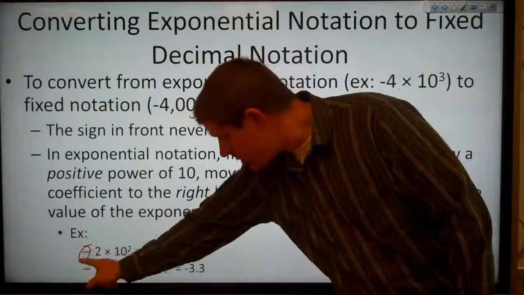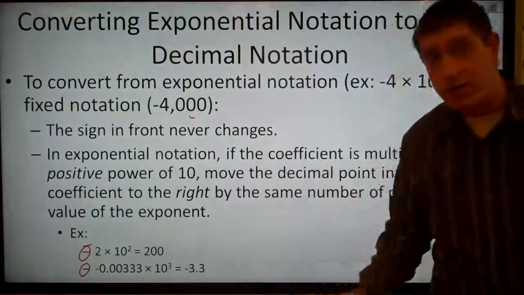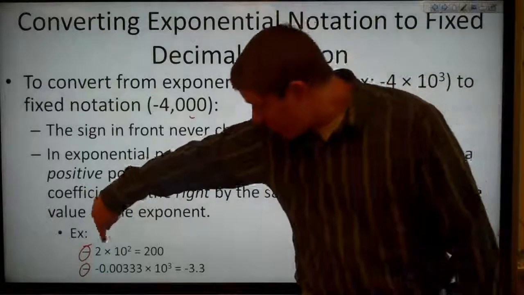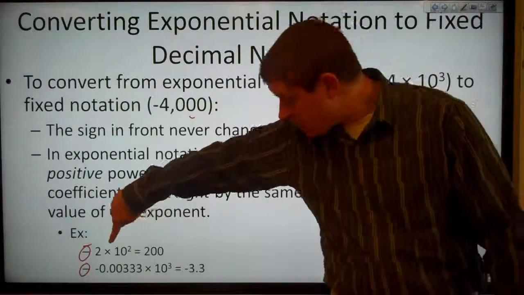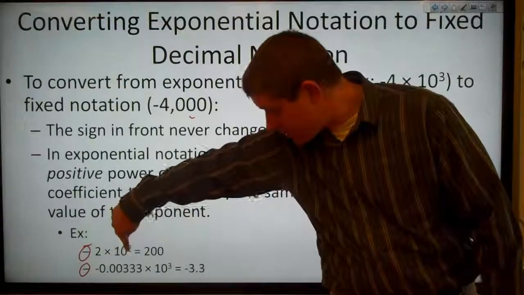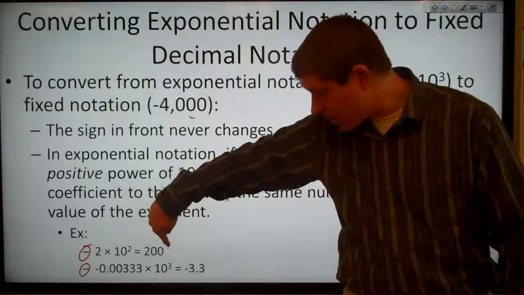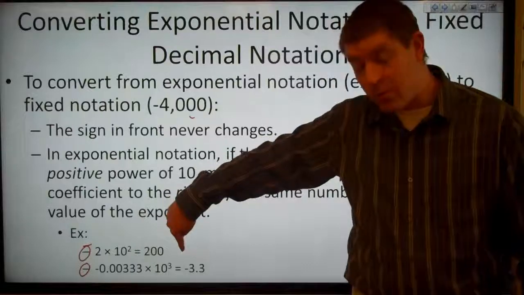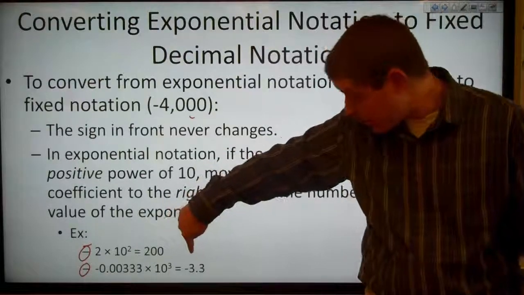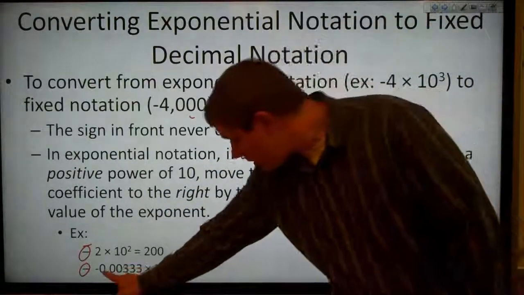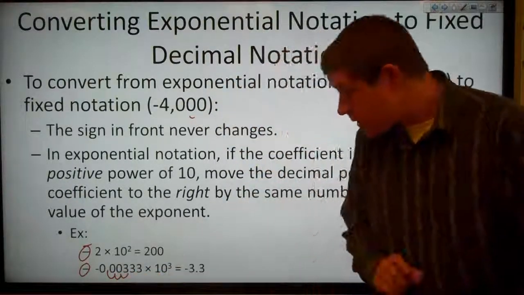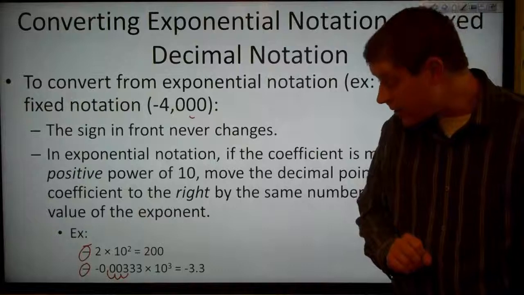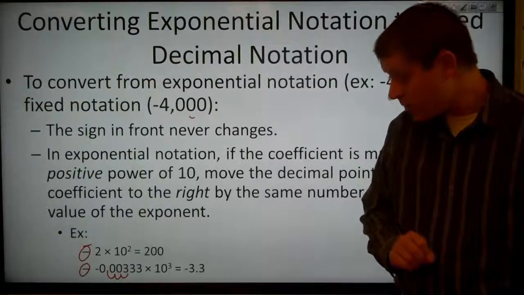These symbols here are not negative signs, they're just bullet points. So 2 times 10 to the 2 is 200. Negative 0.00333 times 10 to the 3. We need to move the decimal point 3 places to the right. So we 1, 2, 3. That means our answer is negative 3.33.